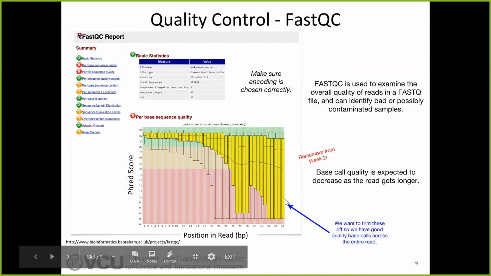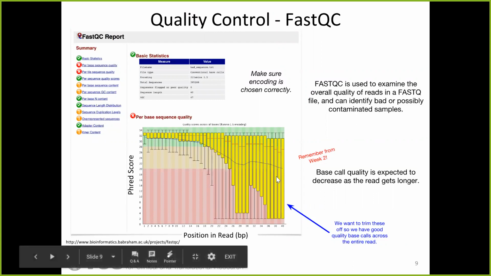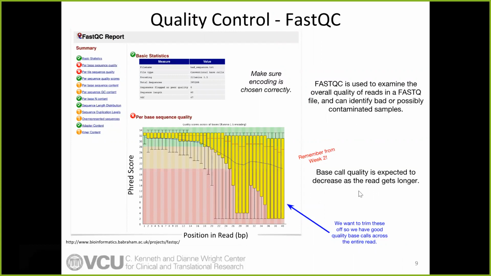And again, that's caused by sequencers where there's dephasing that goes on. The longer the read gets, the poorer the quality. So you usually see this trend a lot with sequencers. And we talked a bit about base call quality from week 2, if you were here for week 2.